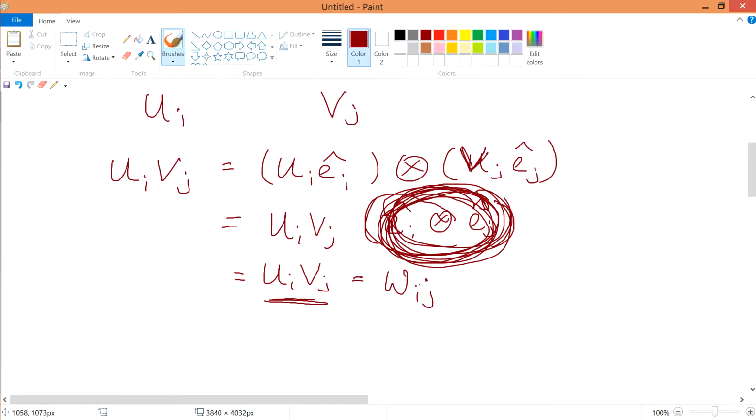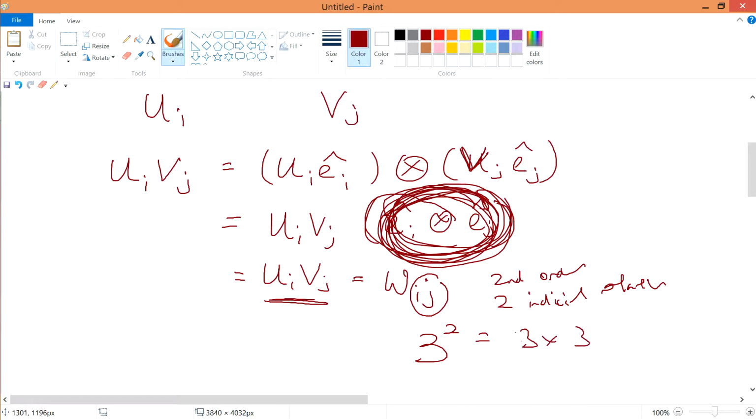And therefore, in this scenario, I can rewrite ui vj as wij. If it's wij, then this is a second order tensor, or in other words, there are two index notations, and by definition 3 to the power of 2, we have a 3 times 3 matrix. This is why the 3 times 3 matrix comes from here. This dyadic product helps us create a 3 times 3 matrix.